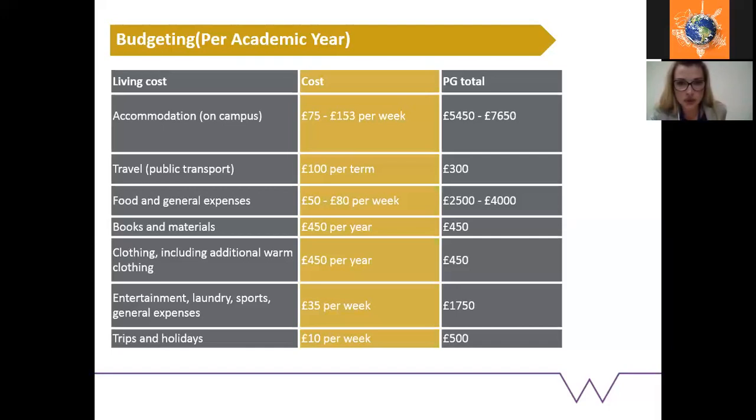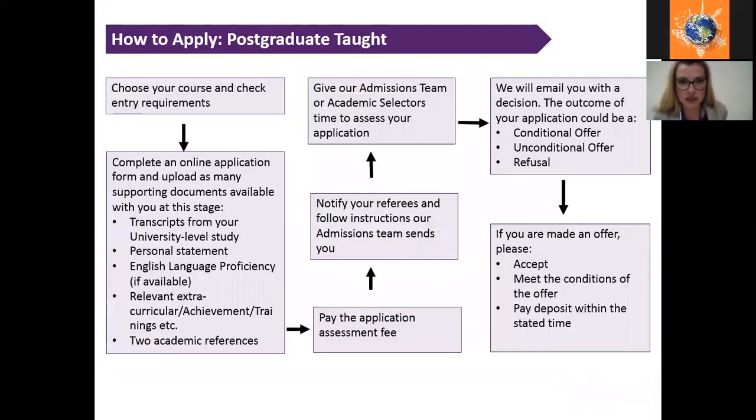Clothing, books, food, again, it really is up to you on what you spend. This is just really indicative. You don't have to spend that money, but it just gives you an idea of what you might need to have.